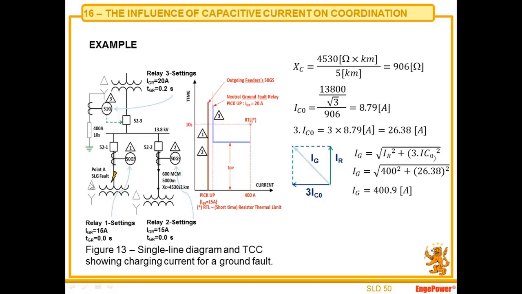Because here is delta, this relay is instantaneous. This one is also the same thing. And the relay that's in the neutral, I provide a delay for it here in order to coordinate with the instantaneous of the outgoing feeders. Normally here I have a 400 amps resistor.